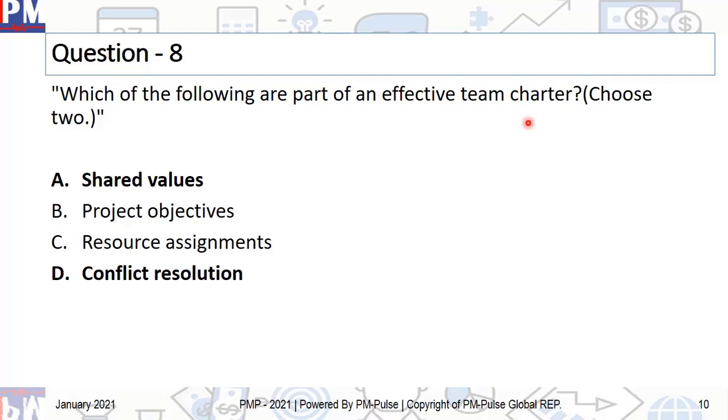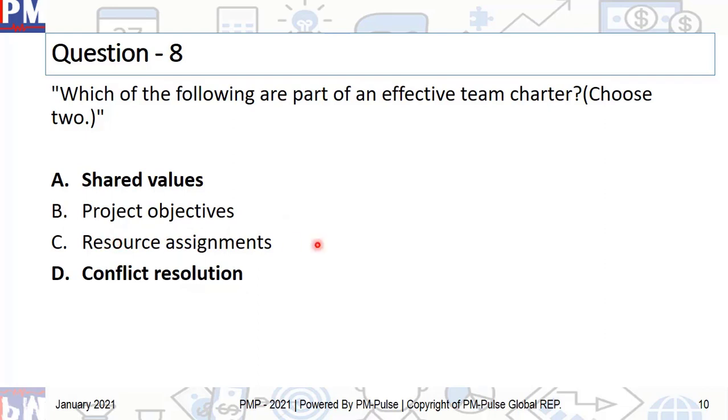So, how to make sure that the conflicts, first of all, do not happen? And if they do, team charter would also contain details about how to resolve them within the team without involving any other party. And therefore, the two things among all these mentioned here which are part of team charter: one is shared values towards this project, and the other is conflict resolution.